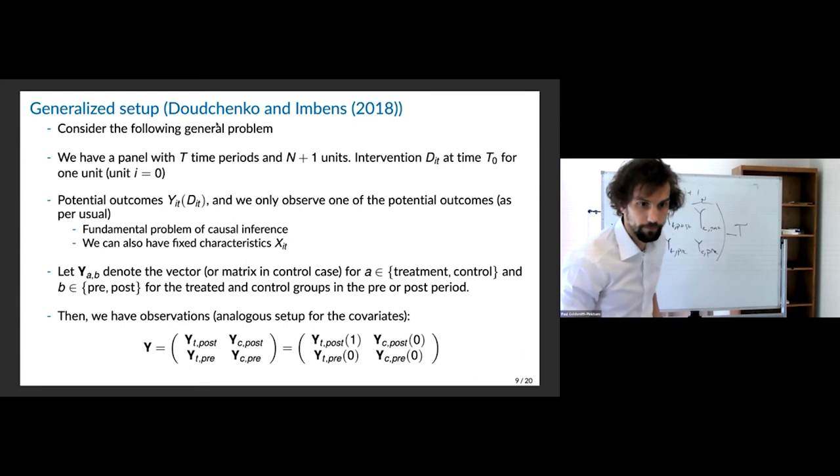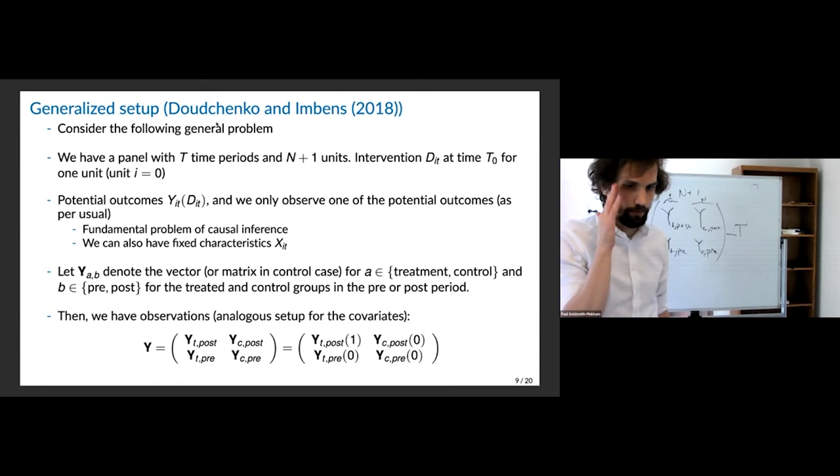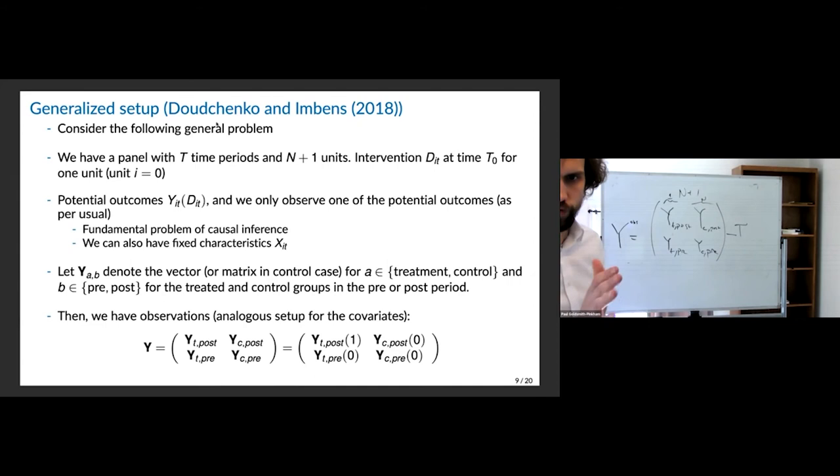You can notationally set things up to be similar for the covariates. I'm going to ignore the covariates. The Duchenko and Imbens paper does as well, in part because the outcomes are so much more predictive.